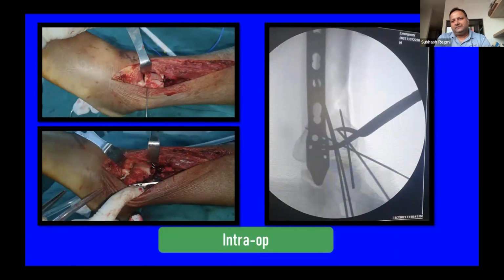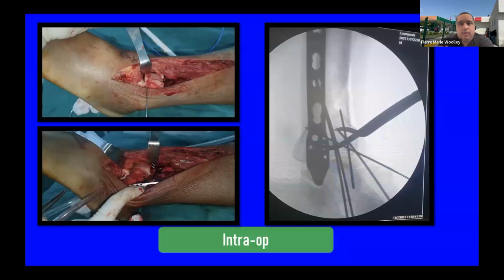I'm just curious to know if anybody else would do something different, or is it standard to fix the fibula first, get out to length, and then fix the pilon? Does anybody have any other thoughts on that specific treatment sequence? I think Dr. Daman has his hand up. Maybe Dr. Daman has a comment about that.